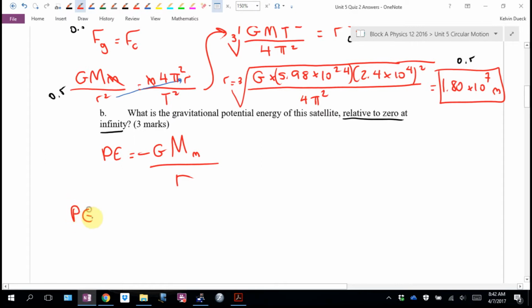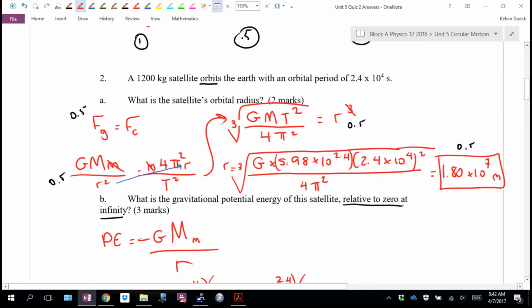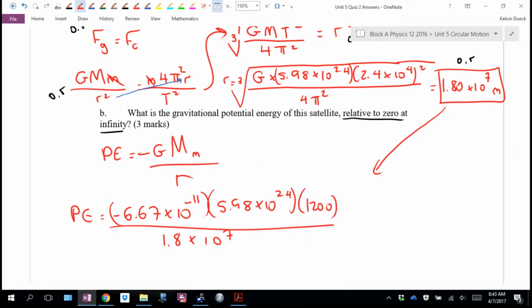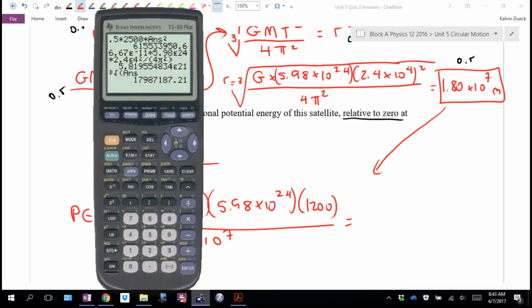Let's see. It's going to be negative 6.67 times 10 to the negative 11, 5.98 times 10 to the 24th. Did they give me the mass of the satellite? 1,200. Divided by, and that answer is going to go down there. So I'm going to write 1.8 times 10 to the 7th. You will get full marks if you moved whatever answer you got for your radius down to the bottom there. You awake, Nevada? Good.